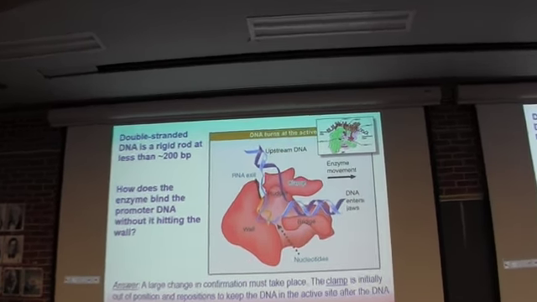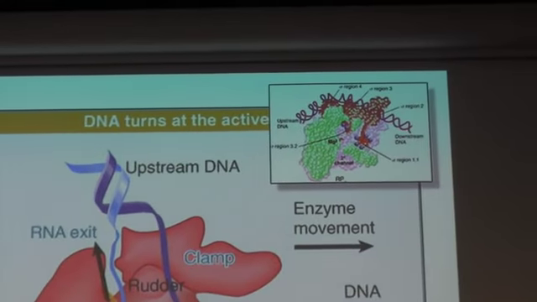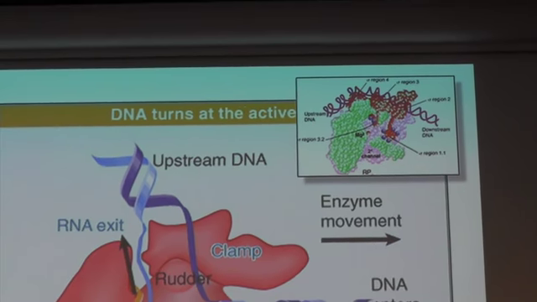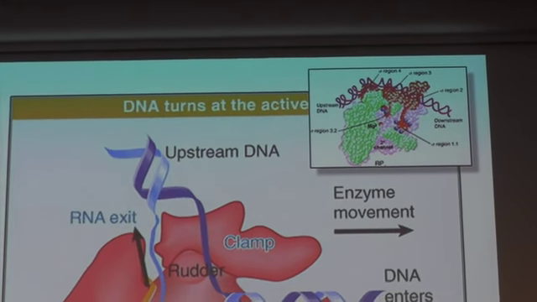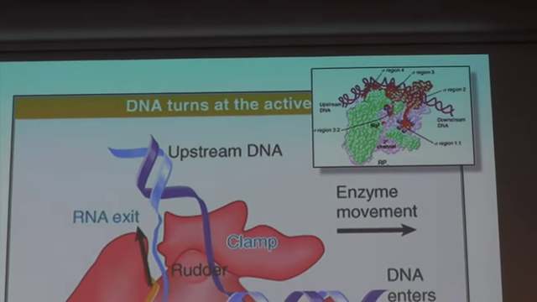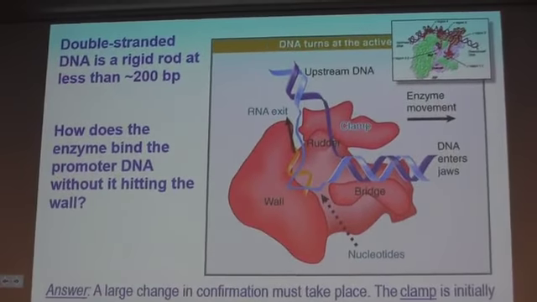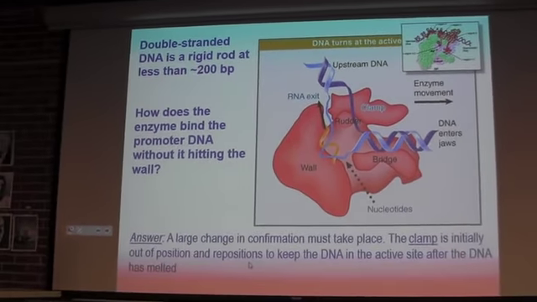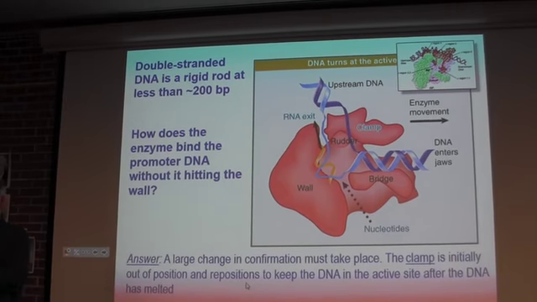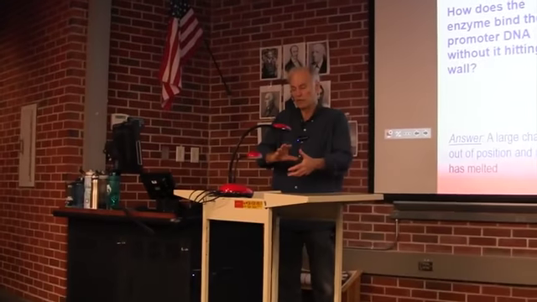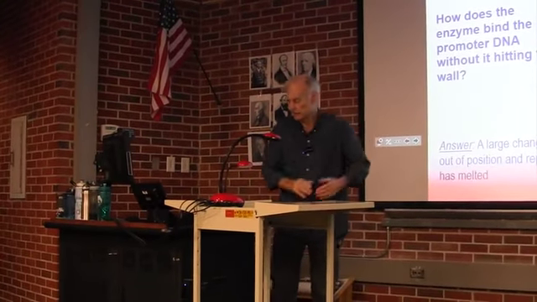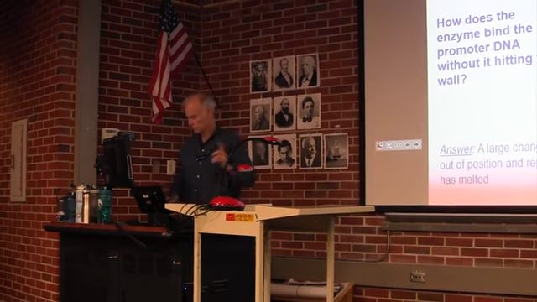How does the enzyme bind to promoter without the DNA hitting the wall? A large change in conformation must take place. The clamp is initially out of position and repositioned to keep the DNA in the active site after it is melted. So this is a very dynamic process, the binding, then the melt, and then abortive cycling, and then initiation. We'll get into the specifics in just a moment.